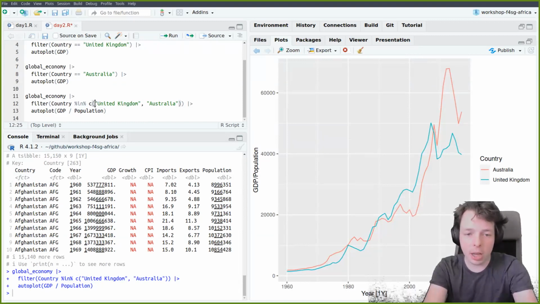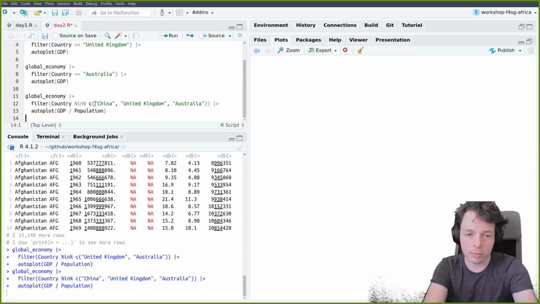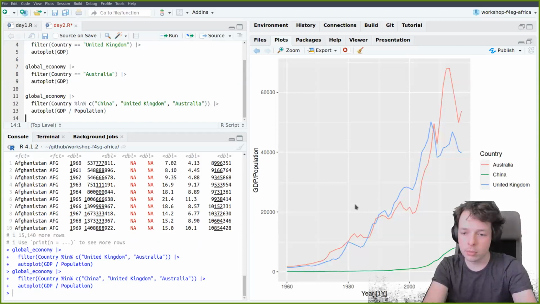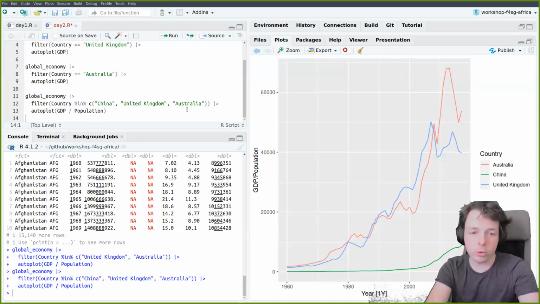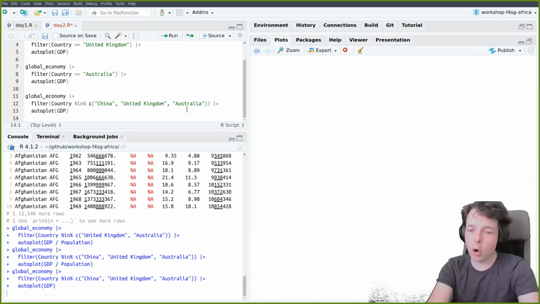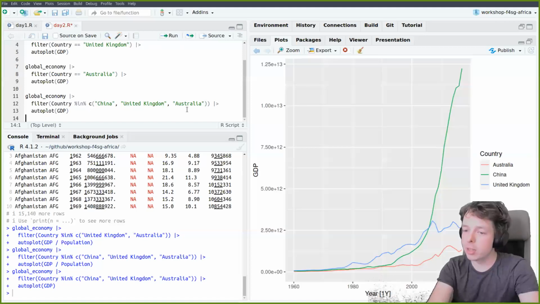If I add in China here, you can see the GDP per capita of China is much lower than Australia and the United Kingdom historically, but more recently, the GDP per capita of China is increasing quickly. So this tells a much better story, a much more informative story perhaps, than just the overall GDP of a country. Both of these figures are useful to understand the influence of these countries in the world, but scaling or transforming the data by other variables like population can be useful.